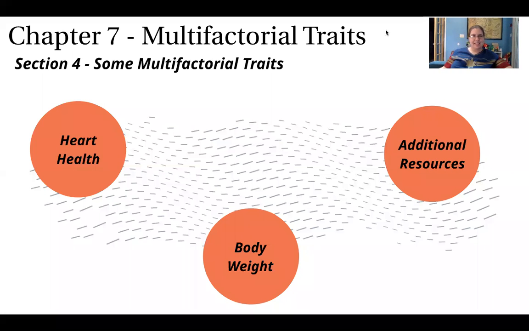Hey guys, welcome back. This is still chapter 7, multifactorial traits, but we are on our last section, section 4, which we're just going to talk about some multifactorial traits in humans. We're just really going to briefly mention two of them, heart health and body weight. We're not going to get into too much detail. And then, as always, at the end of the chapter, we have our additional resources. All right, so let's get going. Get the show on the road.